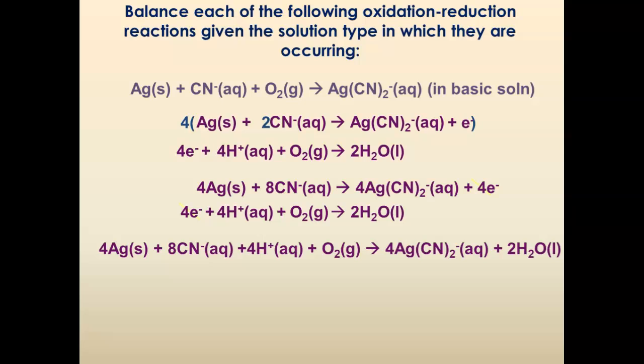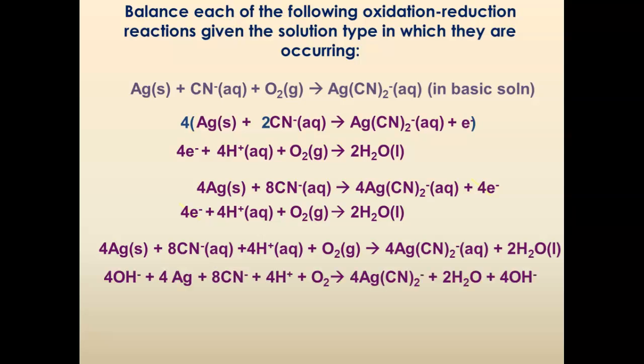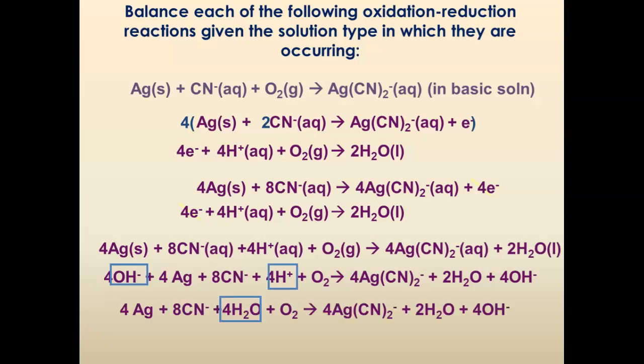What makes this not completely correct is that you need to have it in basic solution and you only have hydrogen ions present. Well, we can neutralize those hydrogen ions with hydroxide. And once we add that to the left side of the equation to balance out the hydrogens, we need to also add it to the right side to keep this equation balanced. The 4 H+ and the 4 OH- make 4 waters. And so the right side did not change after it added on the 4 hydroxide ions.